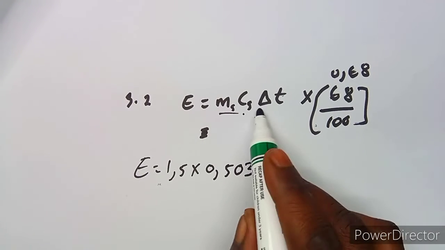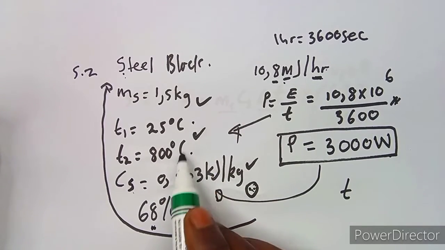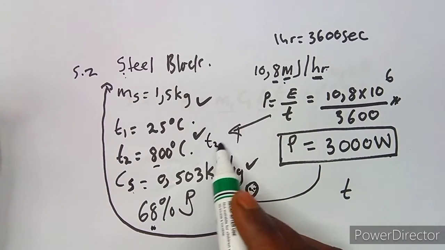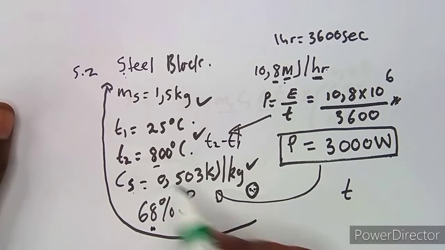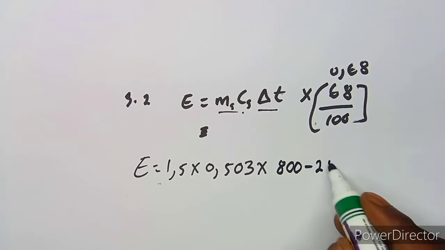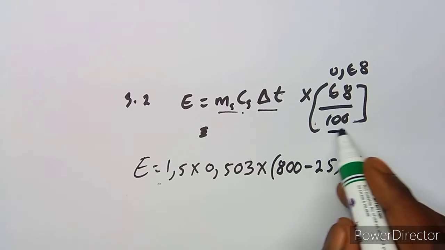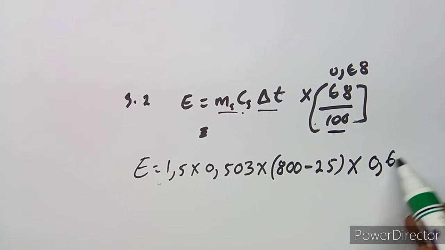0.3 multiplied by the change in temperature. Okay, so the temperature changed from 25 to 800. So you subtract T2 minus T1, that is the change in temperature. So it's 800 minus 25. Whatever you get, you multiply by what? By 0.68, which is 68 over 100, which is 68%, which is being used.